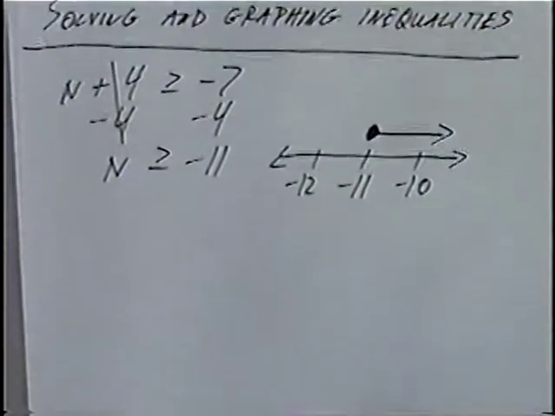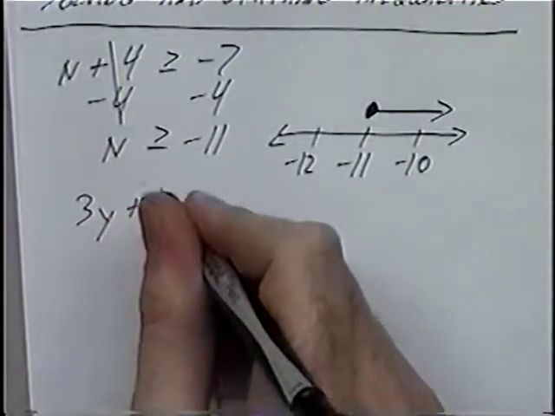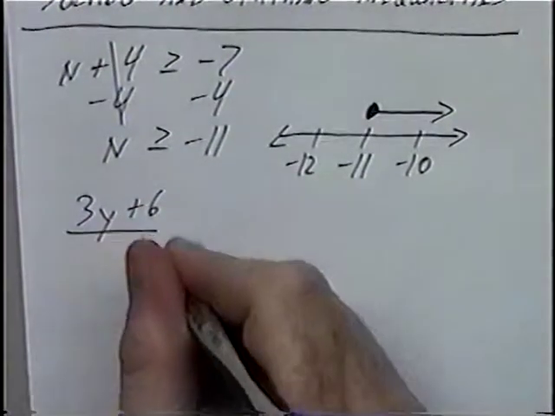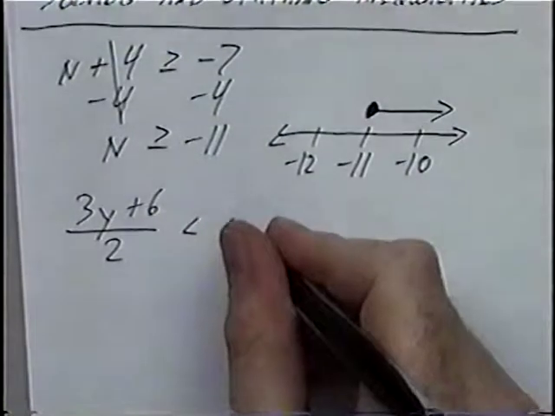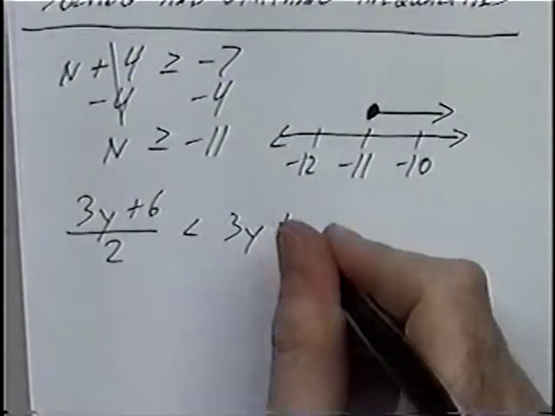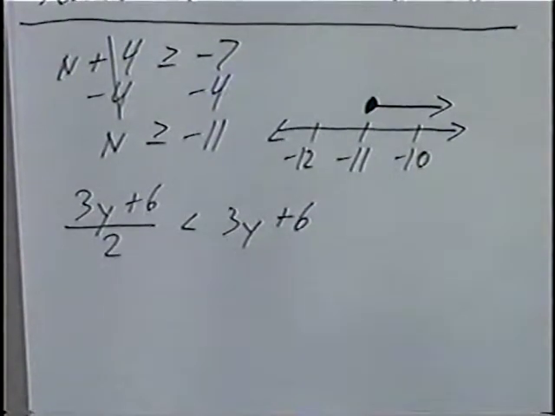Second question and last question for the section. 3y plus 6 divided by 2 is less than 3y plus 6. Solving this equation or inequality.